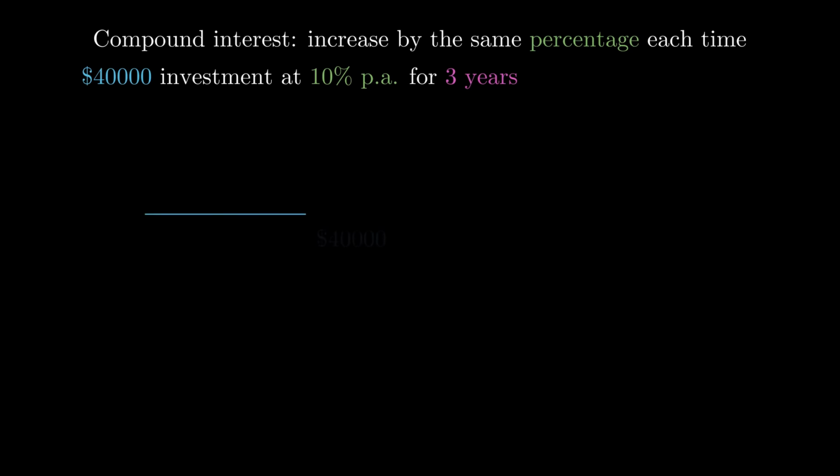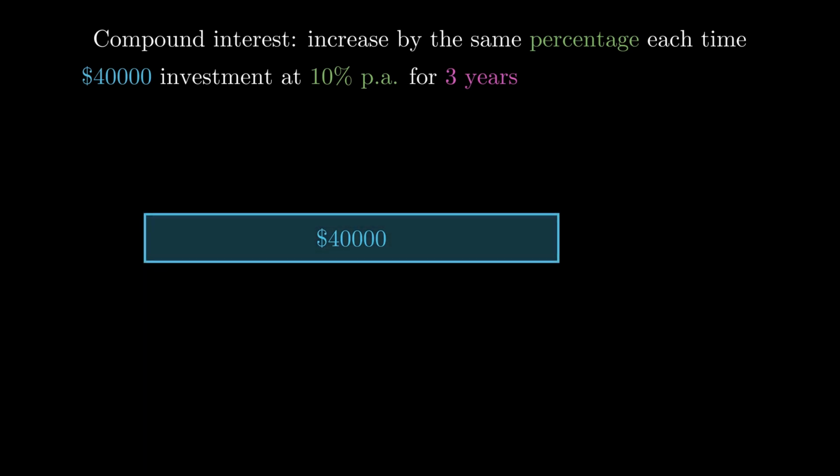So imagine this $40,000 block here. We'll cut it into pieces where each one is worth 10%. The idea is that every year the money should increase by 10%. So this green increase should be worth 10% of our initial $40,000, which is $4,000. Now, everything we've done so far could well be simple interest, but here's a difference for compound.